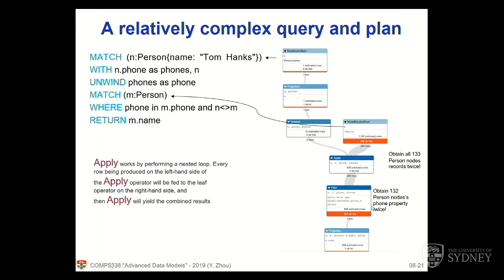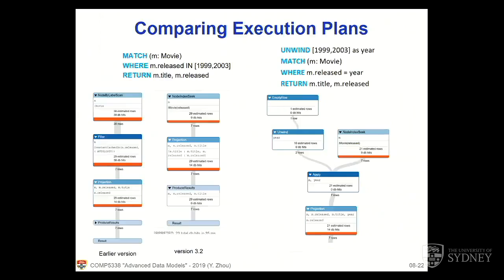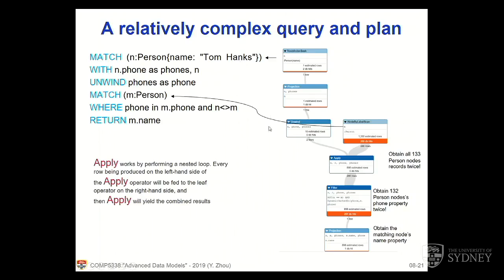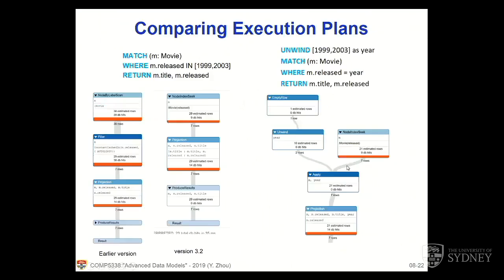And then we do the filtering. Again, we have to filter twice, because each time we have to check if this value is in the phones of that node. And if there are 5 phone numbers, this will do 5 times, everything will do 5 times. So this is not very efficient, but that's the typical way you do a nested loop. Okay, so that's a relatively complex query plan, which has something called apply. It's like doing a join, and it's not very efficient. It will be quite costly.